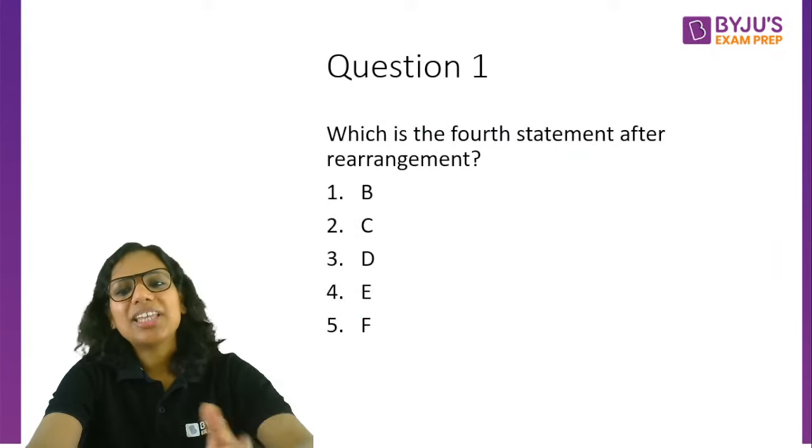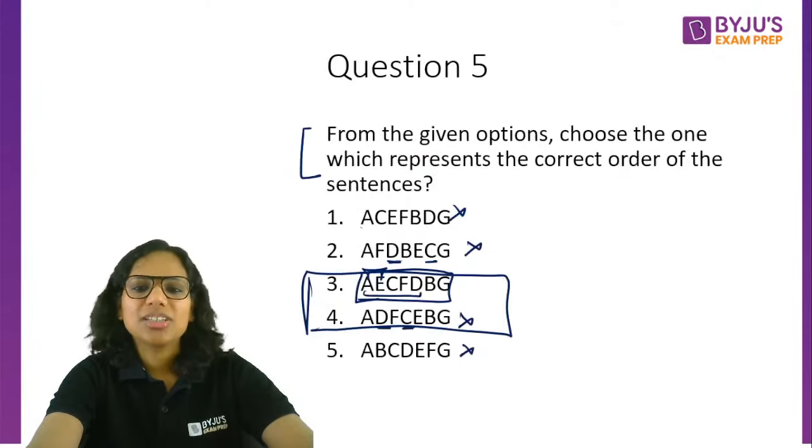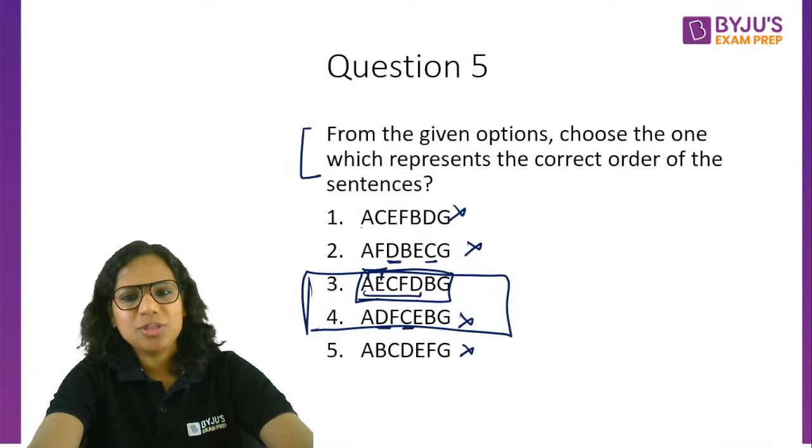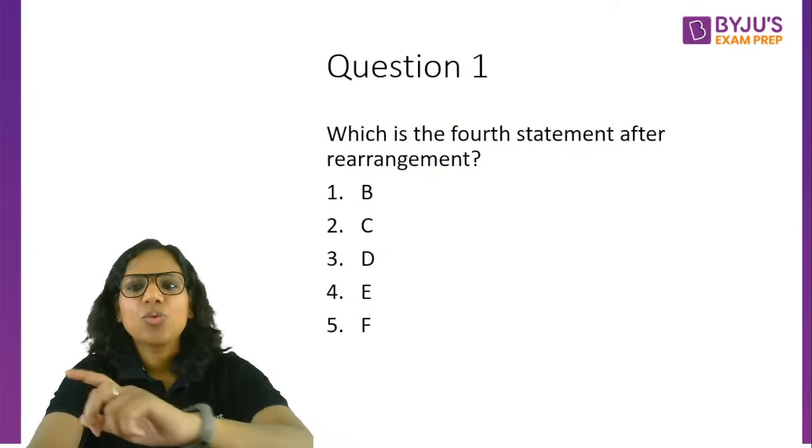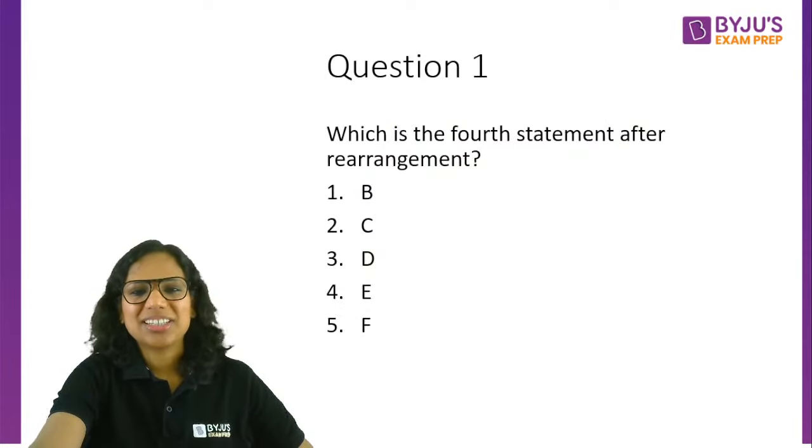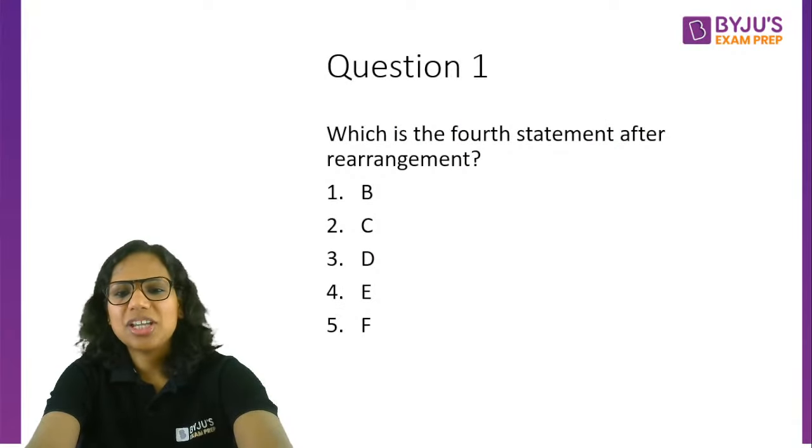Now I think, because we have rearranged the paragraph, we know that A, E, C, F, D, B, G is the sequence. So what is the fourth statement after rearrangement?